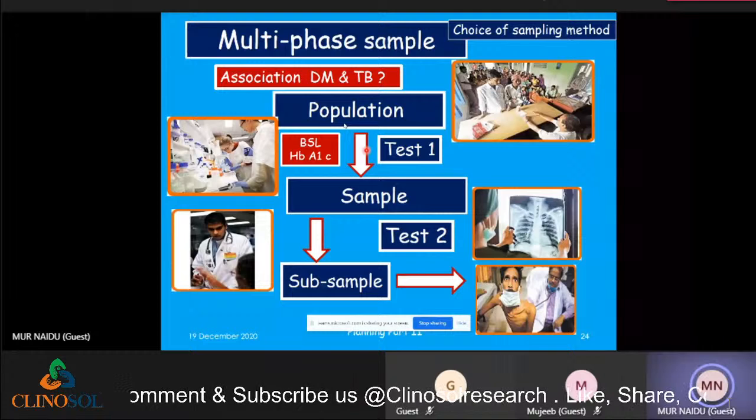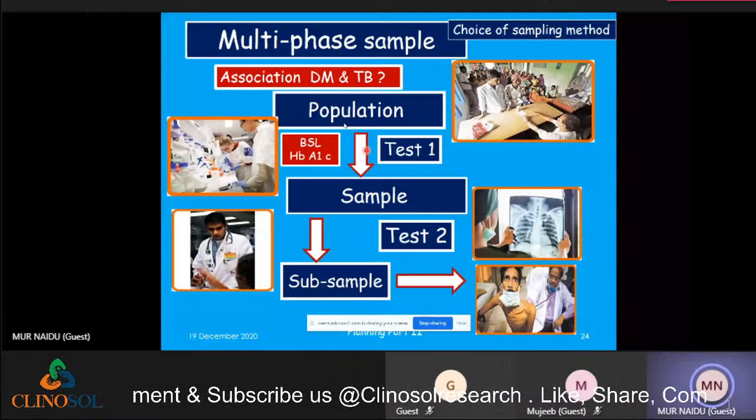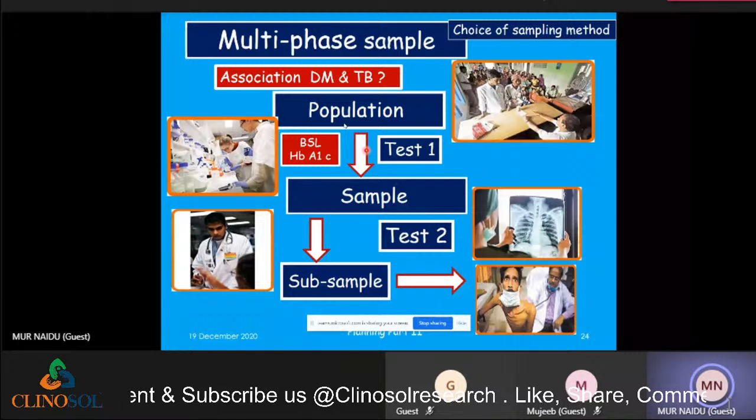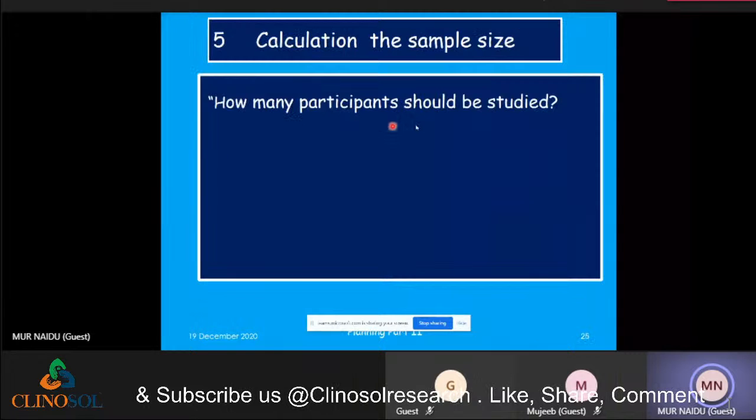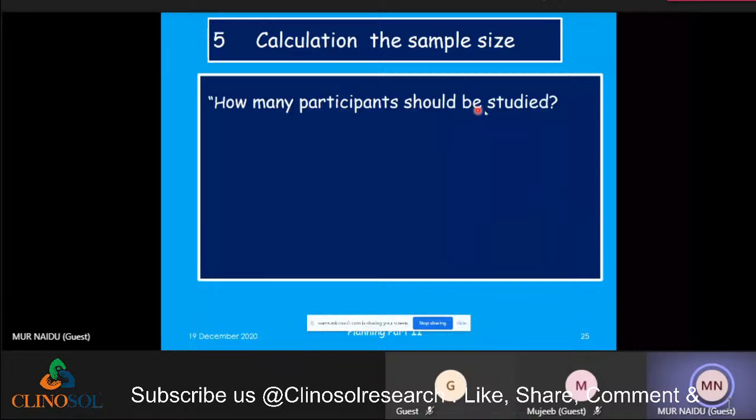There is no magic. How many percent should be studied? 100, 400, how much? The sample size depends on the following.